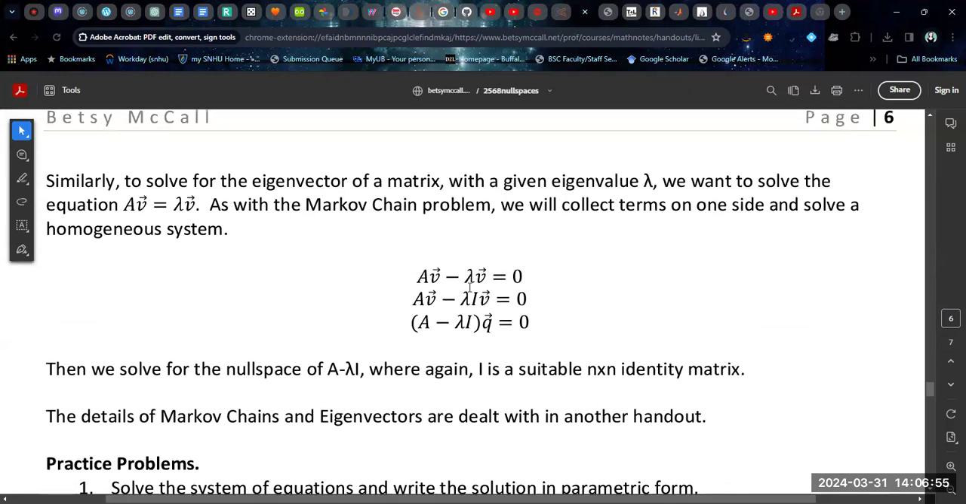Likewise, for eigenvalues, we have this relationship. A times this vector V is equal to lambda times the vector V. Again, collect everything on one side of the equation, factor out our vector V, and then we're finding the null space for our A minus lambda I matrix.